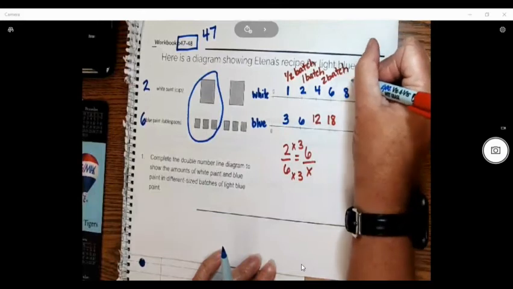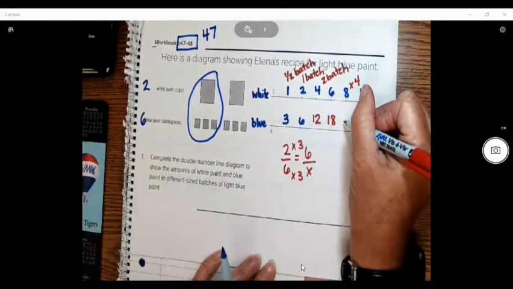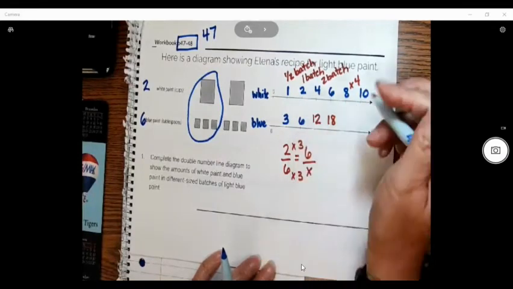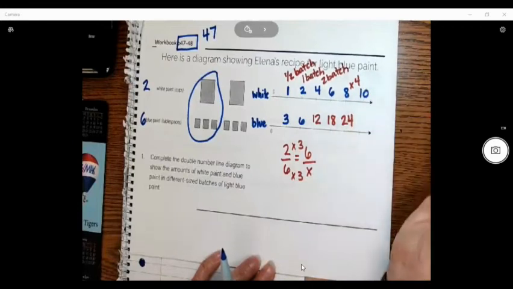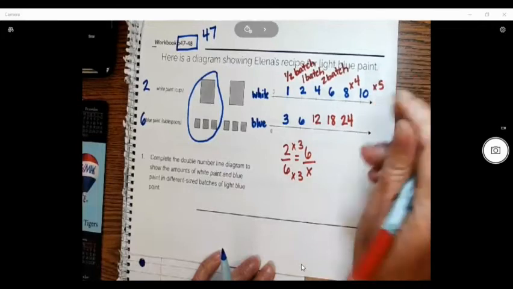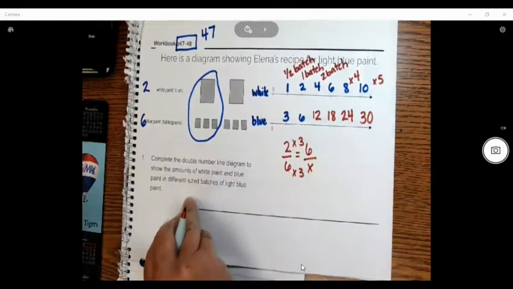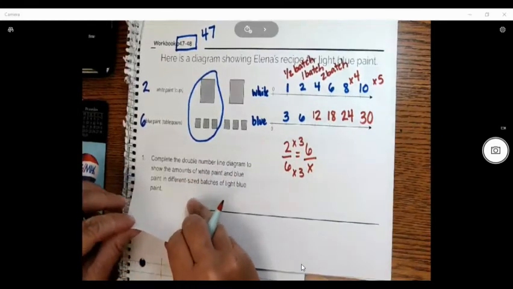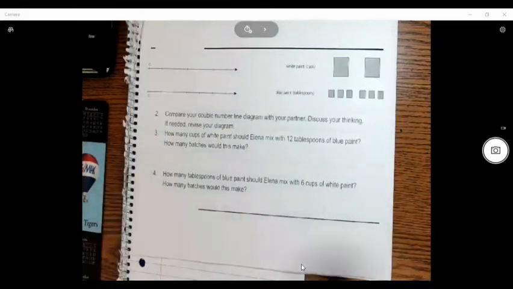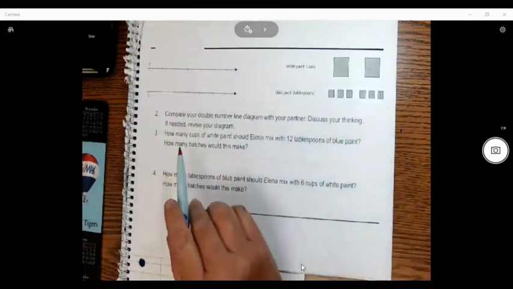And then this was 4 batches. So we timesed it by 4. So then 4 times 8. Or well, we have to multiply 6 times 4 and get 24. And then this was 5 batches, so we times it by 5. So we times this by 5 and get 30. And that's our double number line for Elena. All right, let's keep going. Then question number 2, well, we're comparing it to mine, so we can move on.